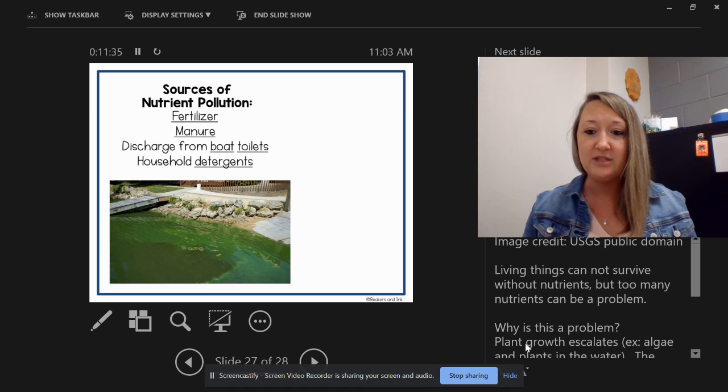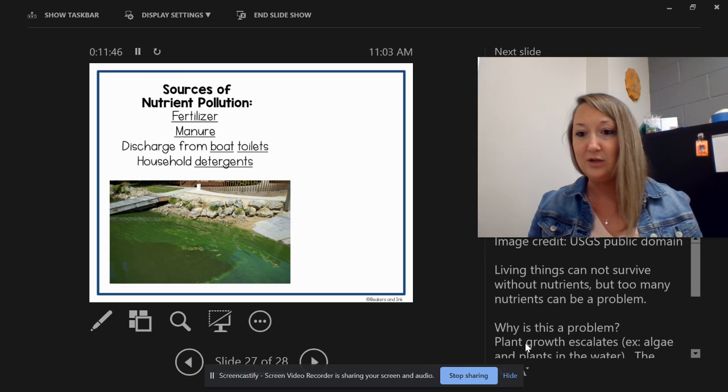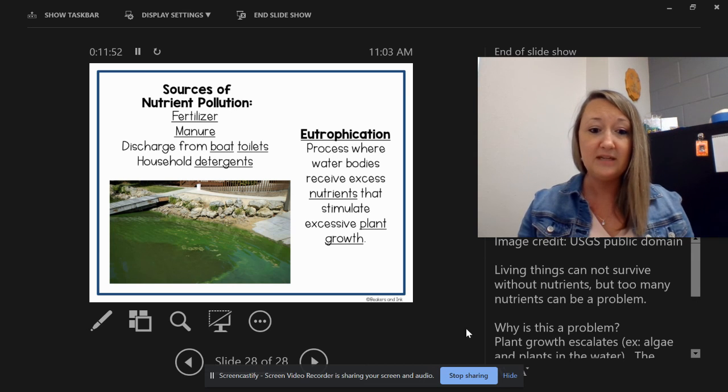So being able to process and take care of animal manure is just as important as human feces and human solid waste, because it's washing right into the waterways with no treatment. And so that's going to affect organisms that live in these environments. So I hope that helps you kind of understand a little bit about that nutrient pollution.